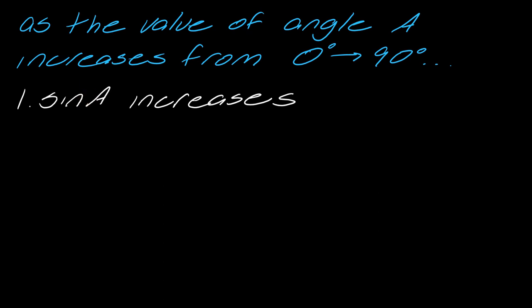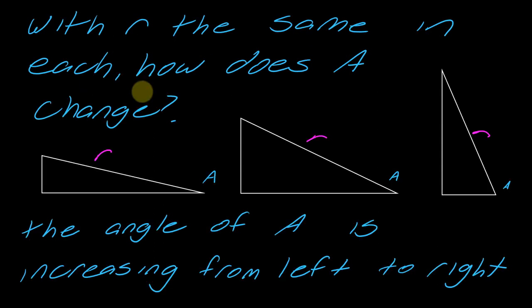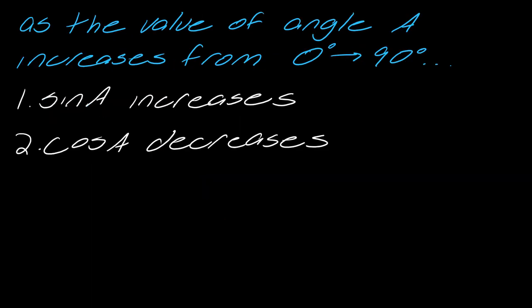Okay, so let's continue on with cosine. Cosine of A is going to be my adjacent side over my hypotenuse. And you can see as we go along here, as the angle increases, this side is getting smaller, right? So this is going to be a small number over a larger number. So the whole value of cosine will decrease.